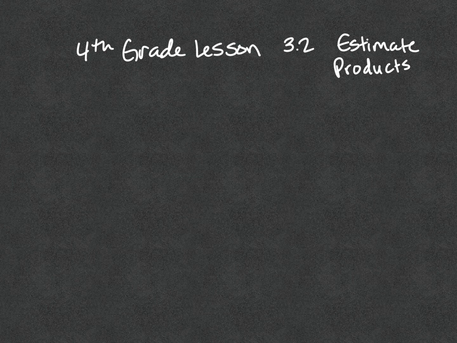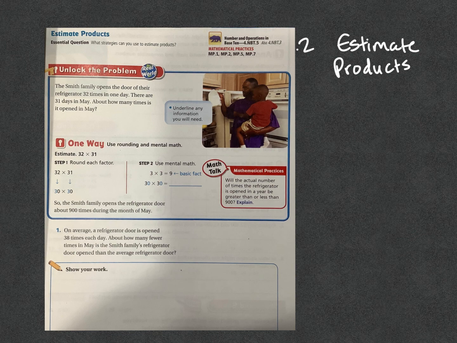2-digit numbers. It's important to know all the foundational pieces to help you understand why we're doing the manipulations we're doing in the standard algorithm. So stay with me on this. Let's go ahead and go through this chapter one step at a time. And again, our essential question is, what strategies can you use to estimate products?